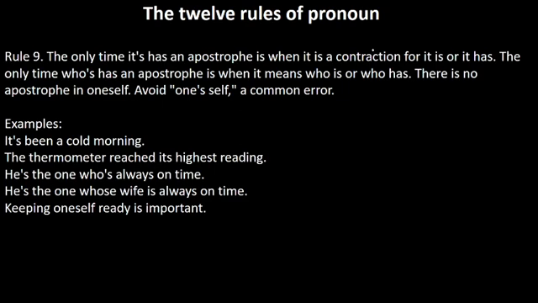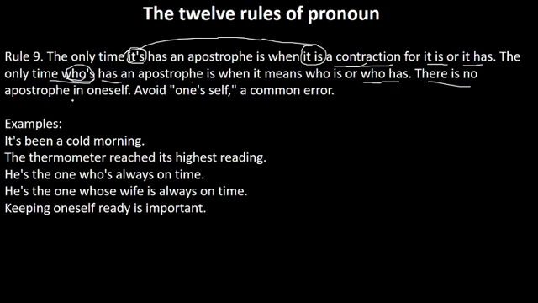Rule number 9. The only time it's has an apostrophe is when it is like this. You put an apostrophe if you imply it is. So that is a short form of it is. When you want to shorten it is, you put apostrophe s. This is a contraction for it is. So the only time who's has an apostrophe is when it is a contraction form of who is or who has.